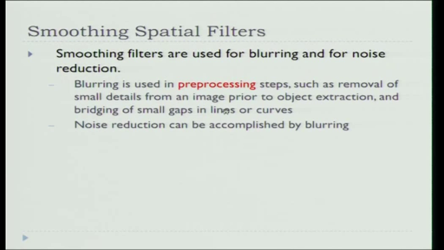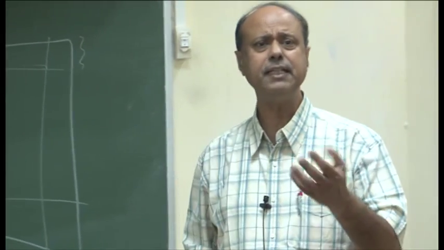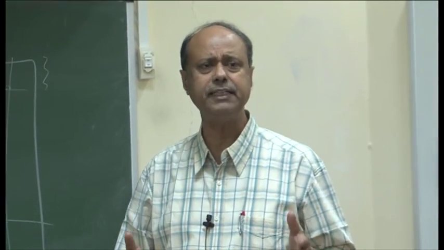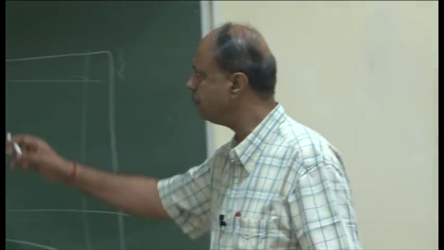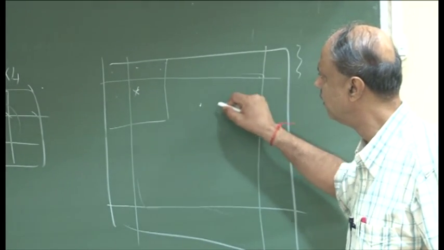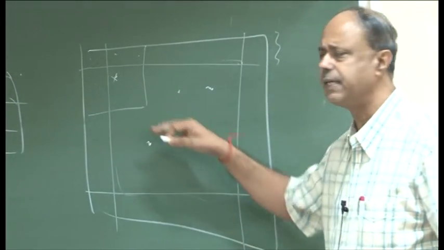These are used for blurring and for noise reduction. See, I have an image, why do I want to make it a blur image? Blur means that it will become a dull finish image, right? But why do I want to do it? Because you may find that in an image there are some pixels carrying other details, which are visible, that do not belong to my image, something else. Several such things are there.